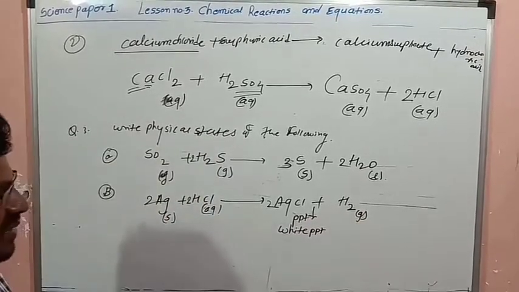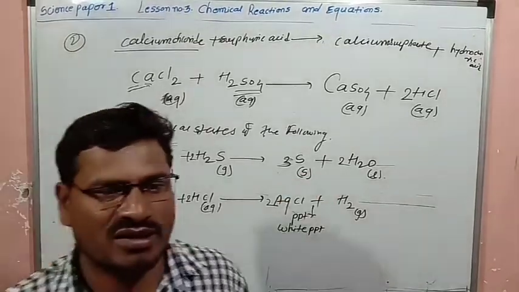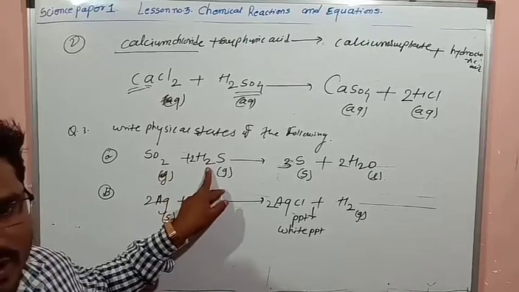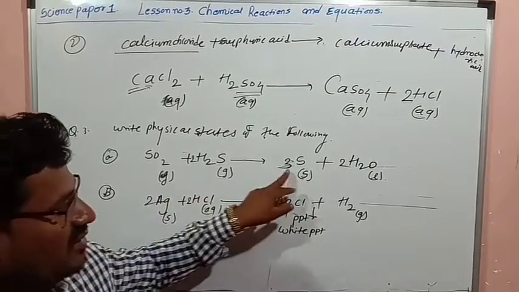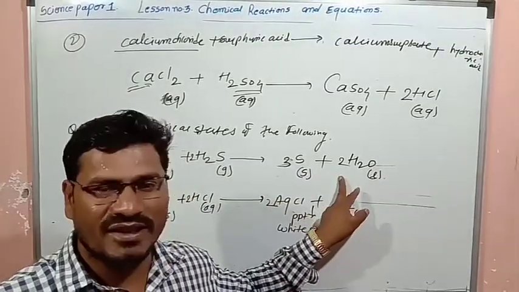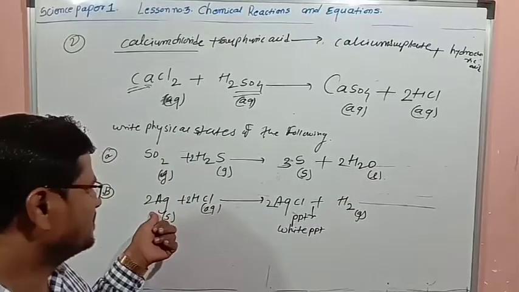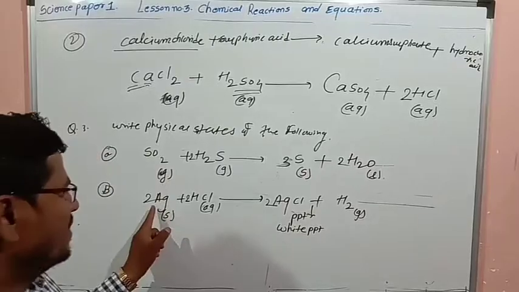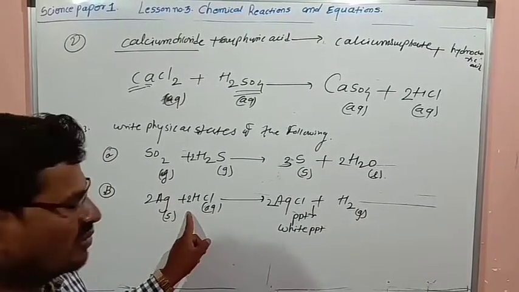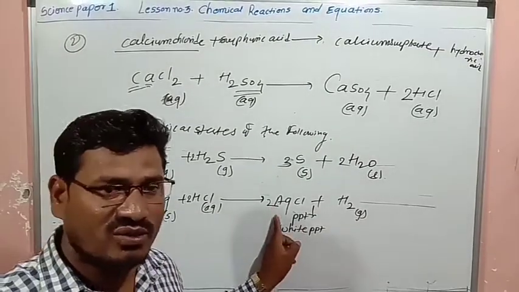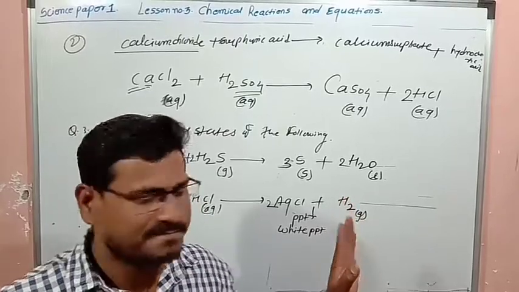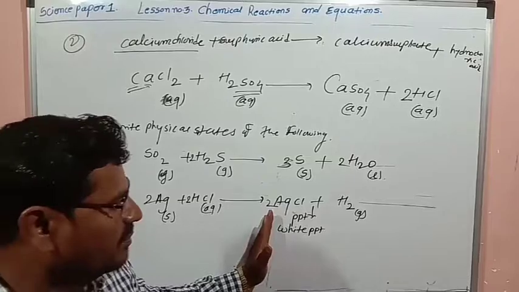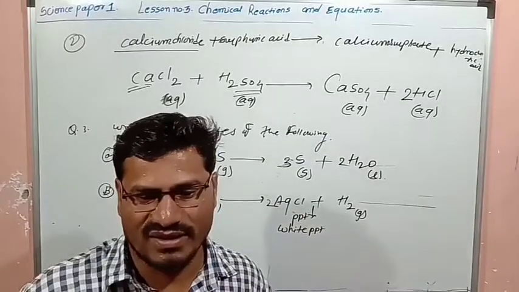Insoluble mass is the precipitate. So in this chemical reaction, the first one is SO2, sulfur dioxide, plus H2S, hydrogen sulfide, it gives sulfur plus H2O: gaseous, gaseous, solid and liquid. Here Ag, silver, plus HCl, hydrochloric acid, gives AgCl, silver chloride, plus H2 gas: solid, then aqueous, precipitate, and gaseous state.